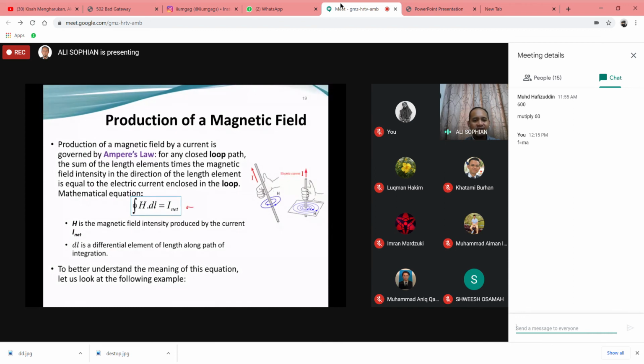The loop integral of H, which is the magnetic field intensity, around a loop is equal to I net, which is the current. So from here, you can see straight away that there is a relation between H, the magnetic field intensity, and the current. To better understand the meaning of this equation, let's look at the next slide.